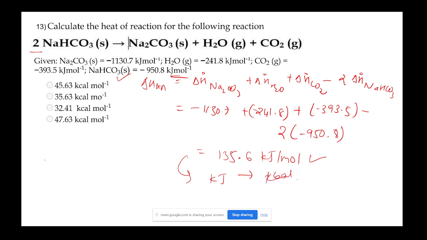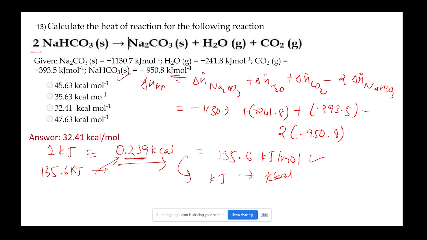So what is that conversion? 1 kilojoule corresponds to 0.239 kilocalories. So I already have 135.6 kilojoule. Then what will be the corresponding kilocalorie? I will cross multiply, which is 135.6 into this much, so it will come out to be 32.41 kilocalorie per mole.